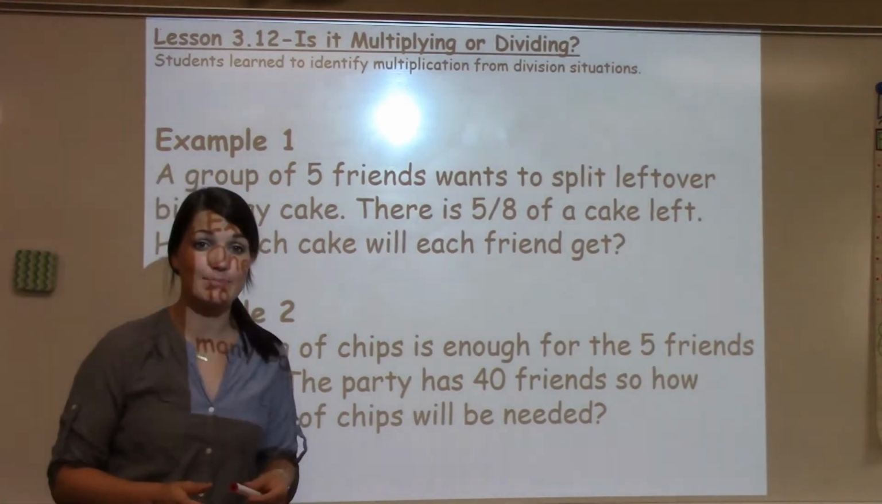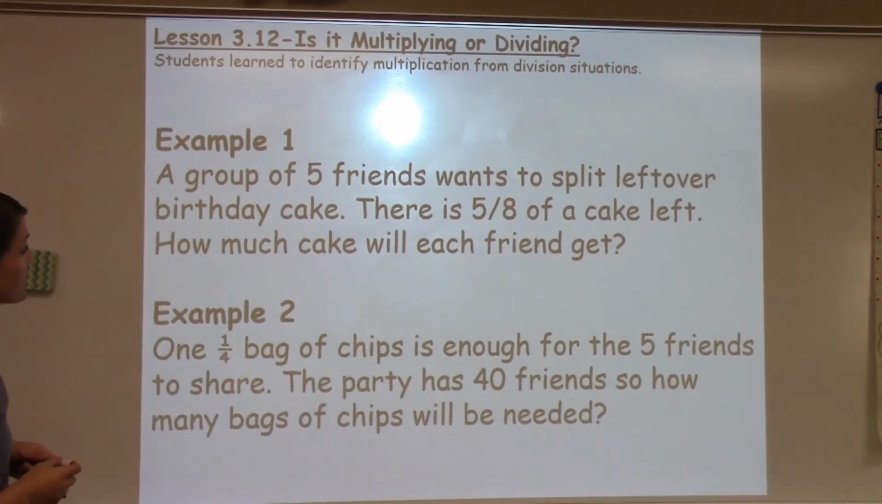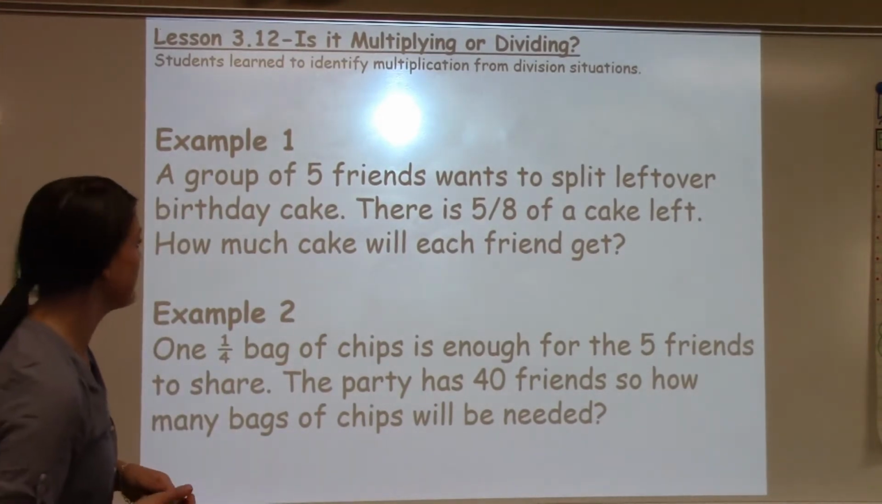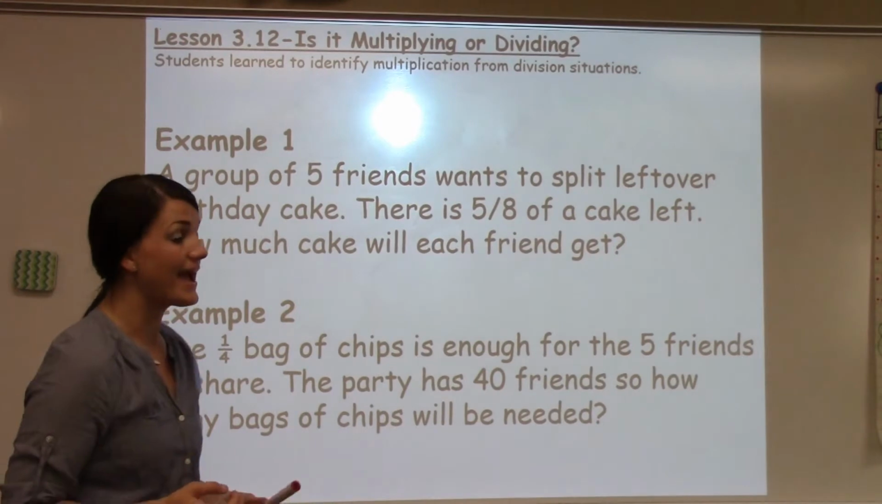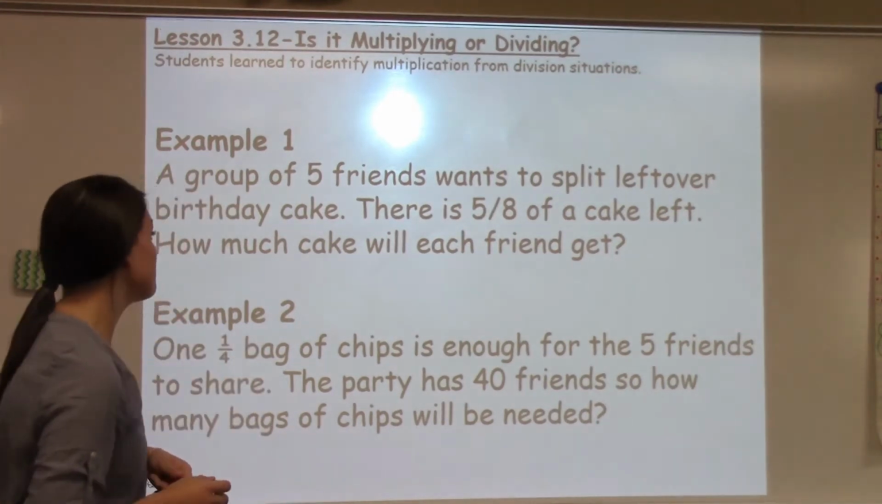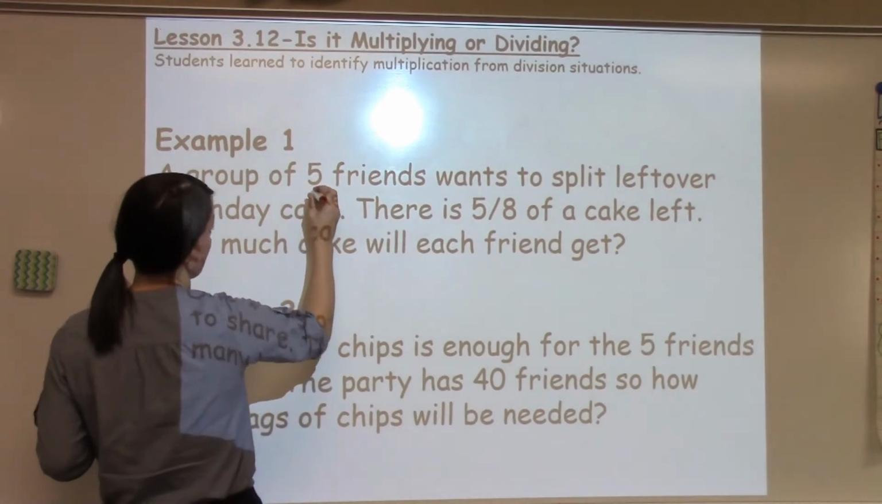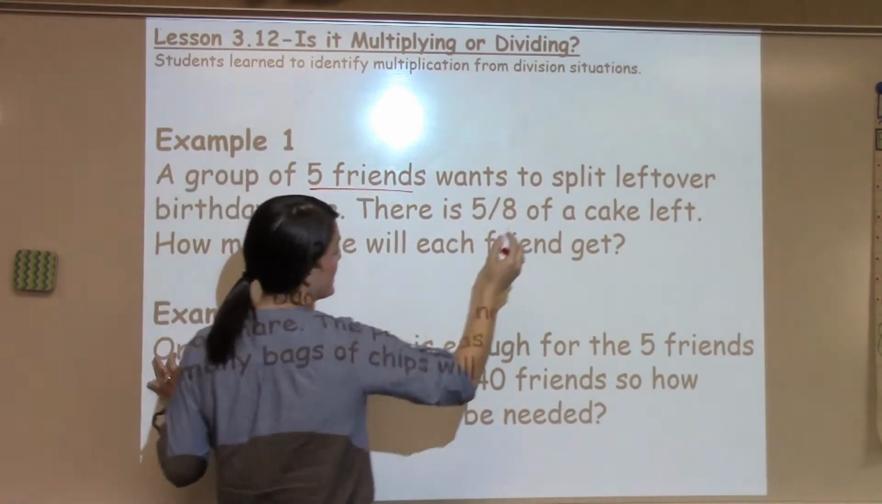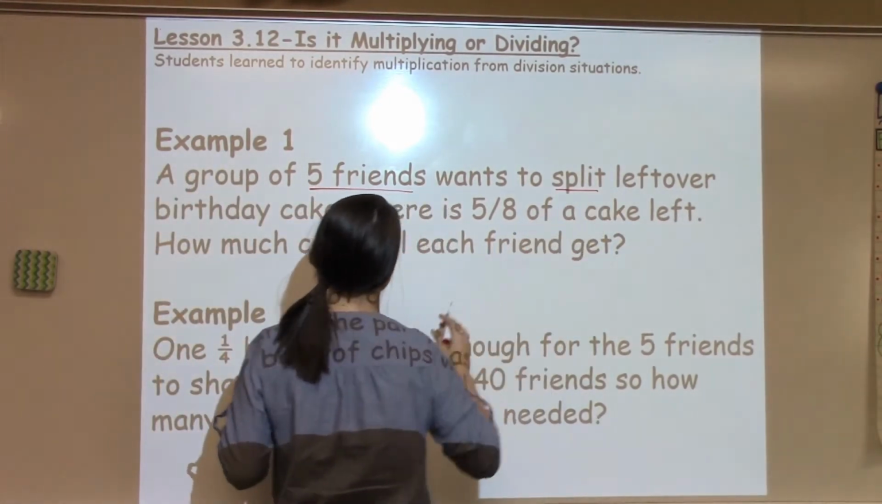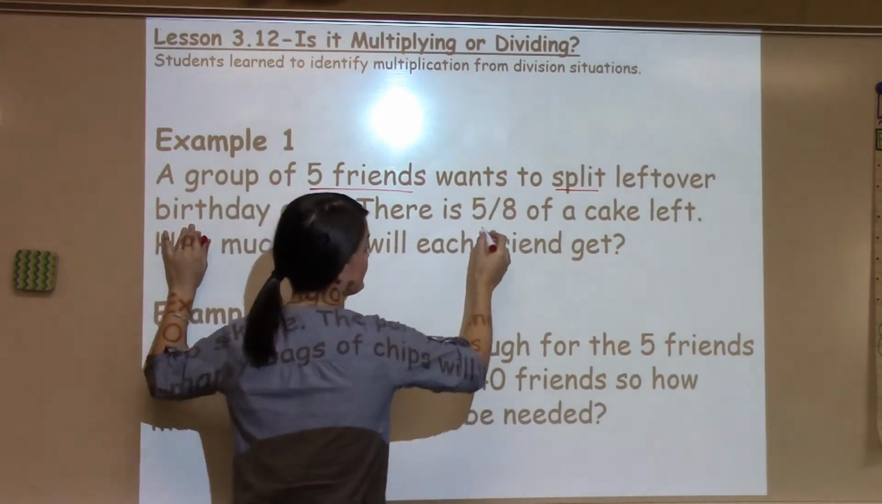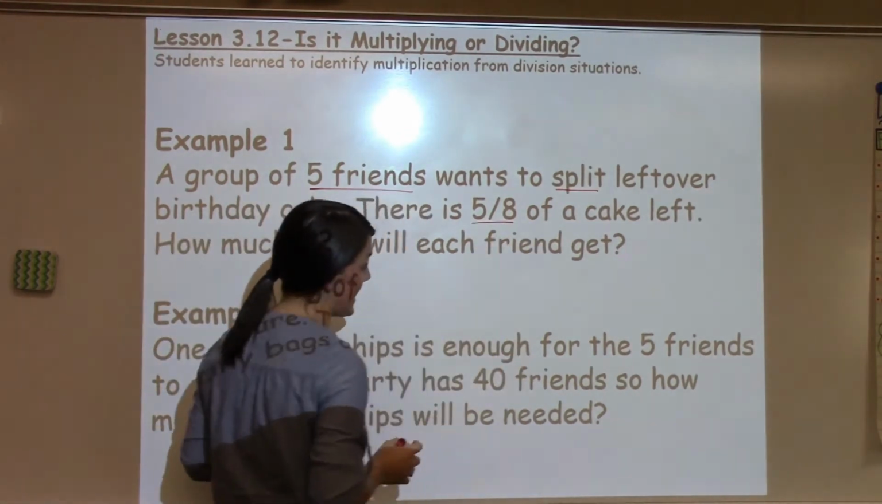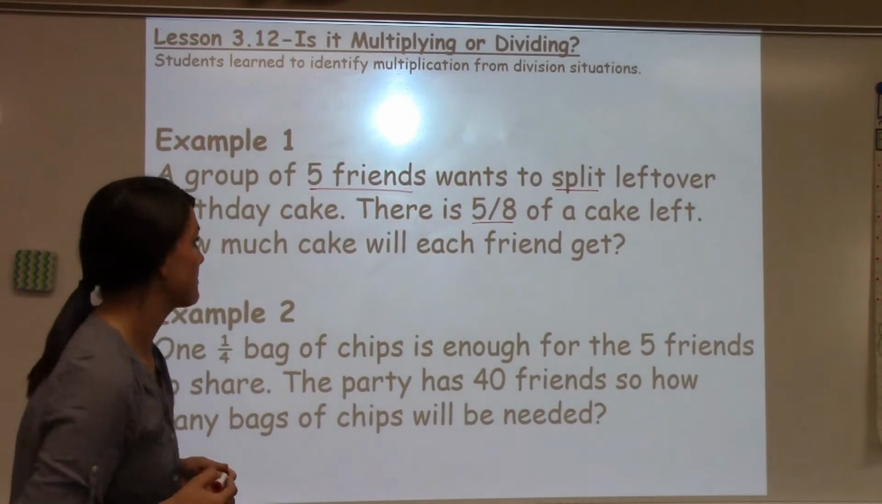So let's take a look at example 1. Example 1 says, a group of 5 friends wants to split leftover birthday cake. There is 5/8 of a cake left. How much cake will each friend get? So the important part of this problem is that I've got 5 friends. They want to split something. What is that something? Well, it's 5/8 of a piece of cake, or 5/8 of a cake.